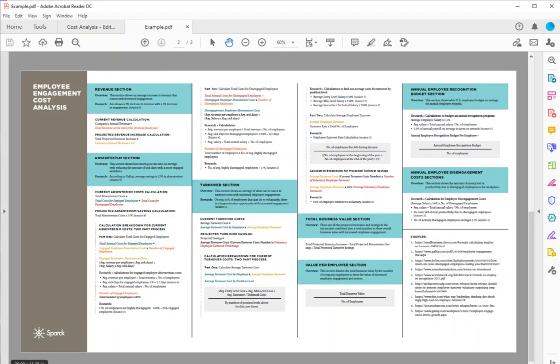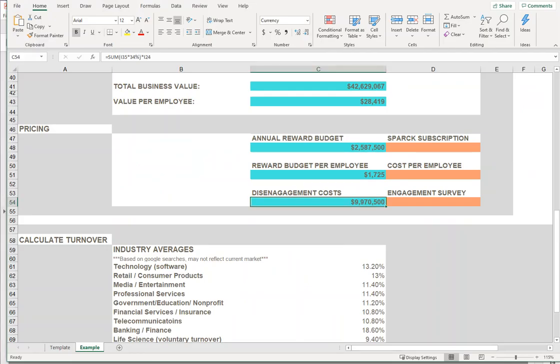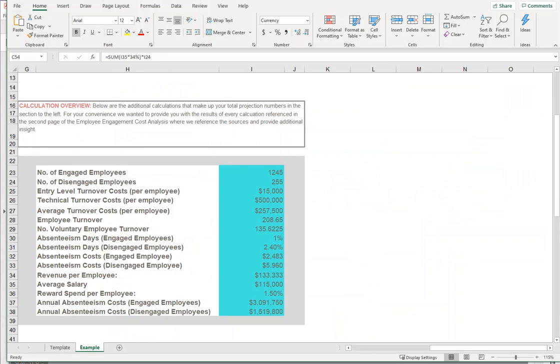If you want more insight into these calculations, page 2 of this PDF is a reference page, so you can see what calculations were made to get these numbers. Each section correlates with the sections on the first page, and at the bottom right-hand corner, we have all of our sources. Looking at this, we know all this information can be overwhelming, so one of the last things we included in our engagement calculator is a calculation overview on the right side. This provides all of the numbers for your cost analysis and what they look like for your specific company.